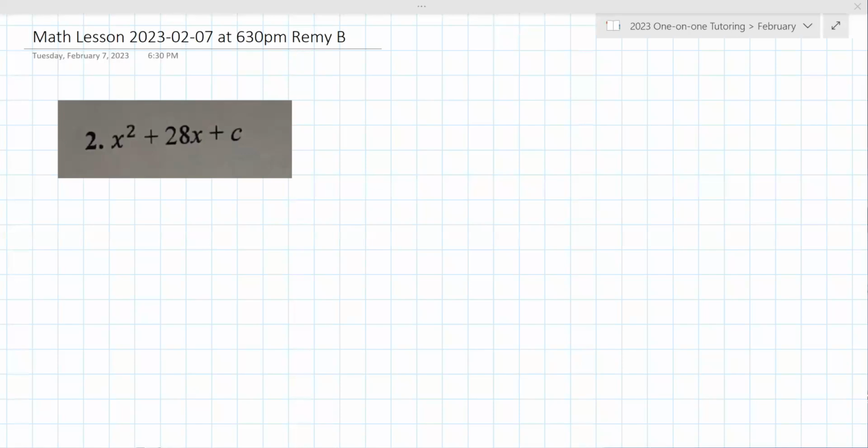Square type problems, which no one likes. Let's let this thing load up. There it is. Got it.